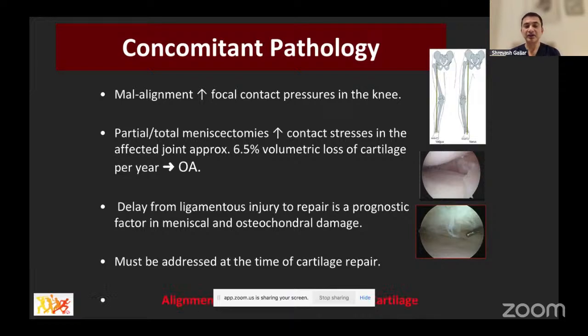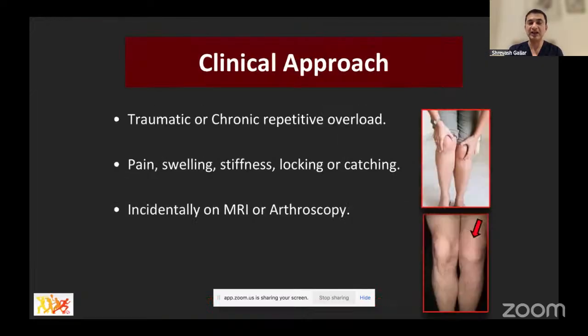And in the algorithm, cartilage comes later on, but its alignment, its ligament balance, the meniscus restoration, and cartilage would be the last option. So when I approach patients with cartilage issues, I inquire whether, from their etiology, it's a traumatic or a chronic repetitive type of overload.